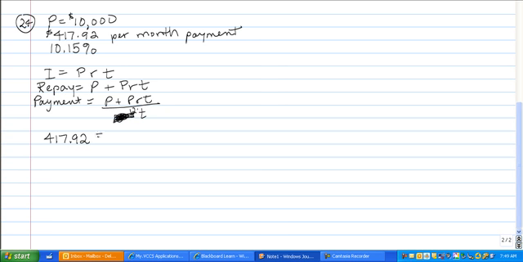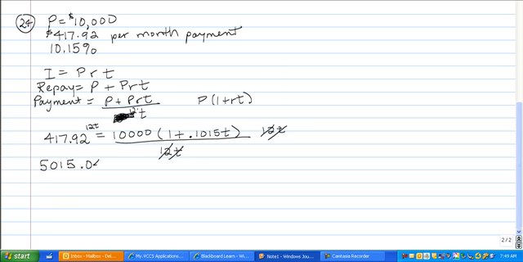So let's see if we have enough information. 417.92 equals the 10,000. I can factor that out: 1 plus rt. Let's see if that helps us any. 1 plus 0.1015 times t, divided by 12t. I don't really think factoring that out is going to help us that much. So let's take 417.92 times 12t, multiplying it times 12t on both sides. That's going to give us 5,015.04 times t, and I'm going to distribute that back out.